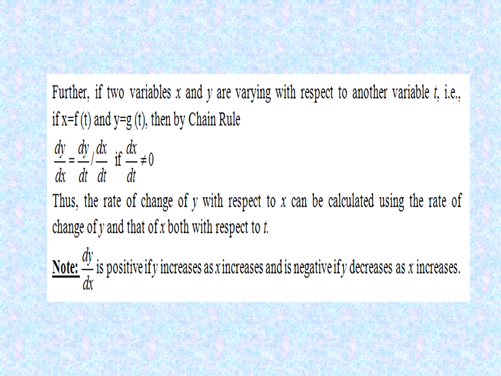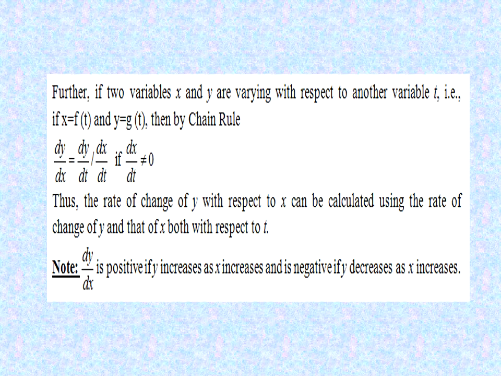Further, if two variables x and y are varying with respect to another variable t, that is, if x equal to f(t) is a given function and y equal to g(t) is another given function, then by the chain rule we can say dy/dx equal to dy/dt divided by dx/dt, if dx/dt is not equal to 0. Thus the rate of change of y with respect to x can be calculated using the rate of change of y and that of x, both with respect to t. A small note is given. dy/dx is positive if y increases as x increases and is negative if y decreases as x increases.